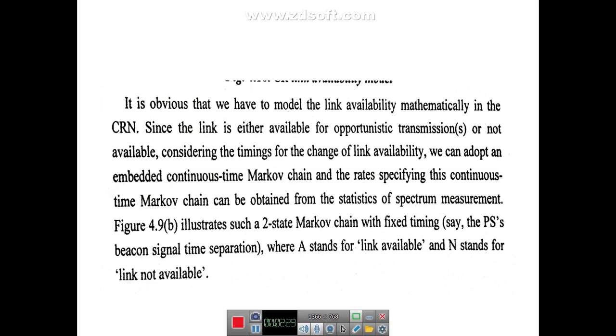It is obvious that we have to model the link availability mathematically in the CRN. Since the link is either available for opportunistic transmission or not available, considering the timing for the change of link availability, we can adopt an embedded continuous time Markov chain. And the rates specifying this continuous time Markov chain can be obtained from the statistics of spectrum measurement.